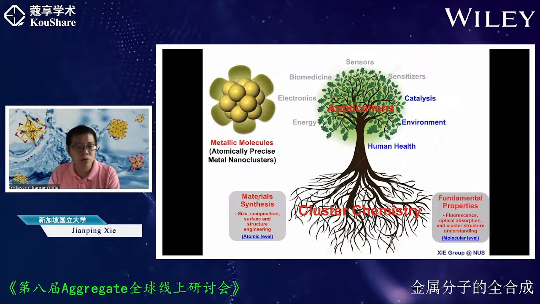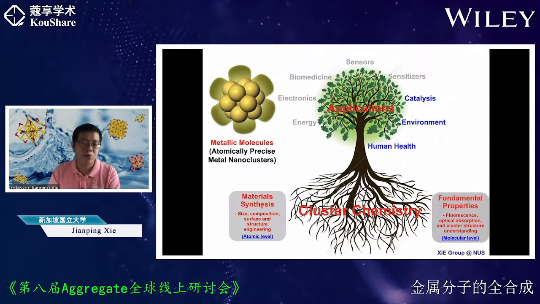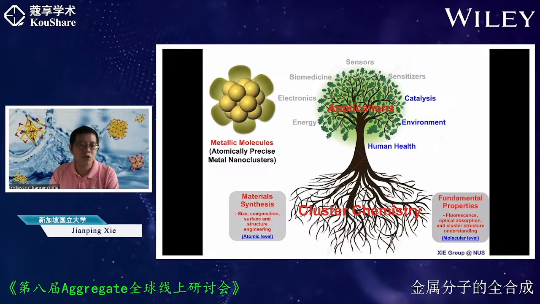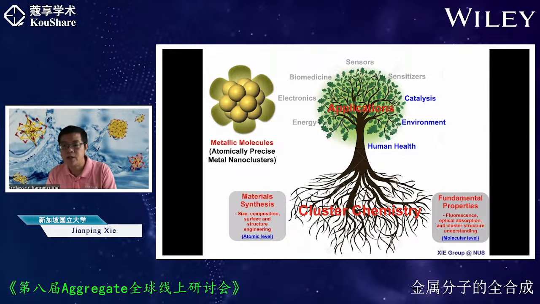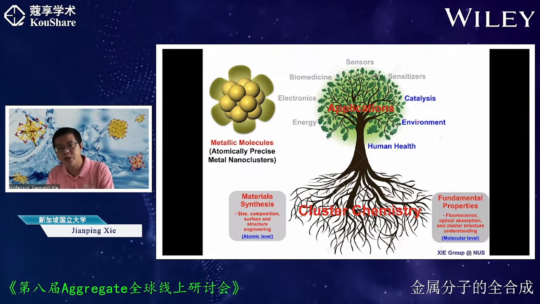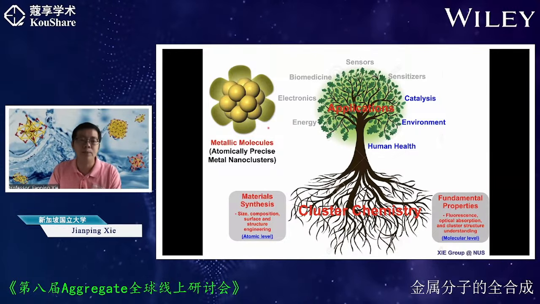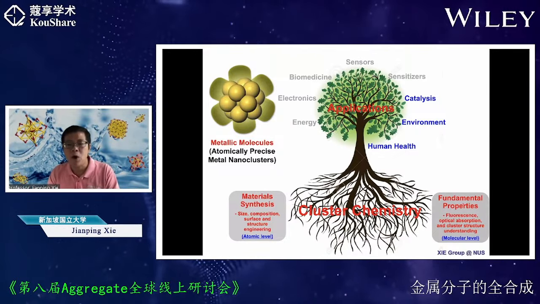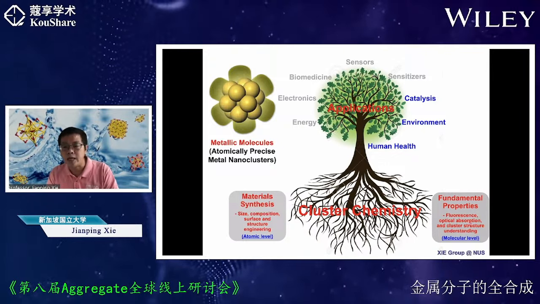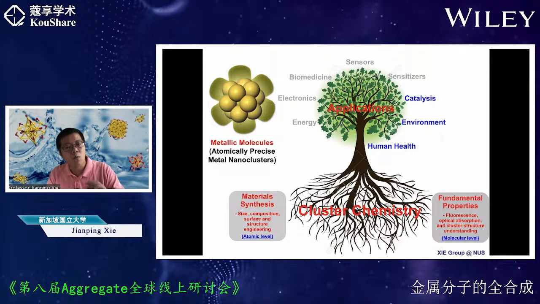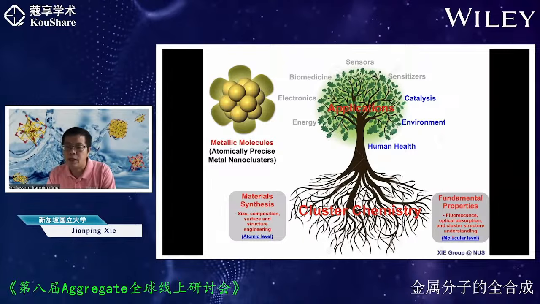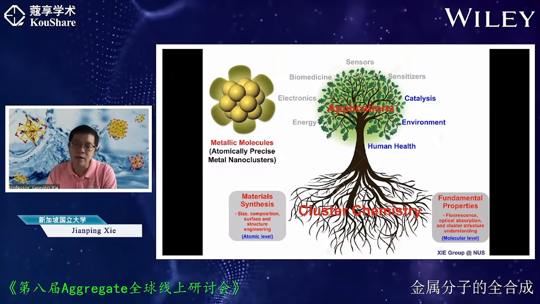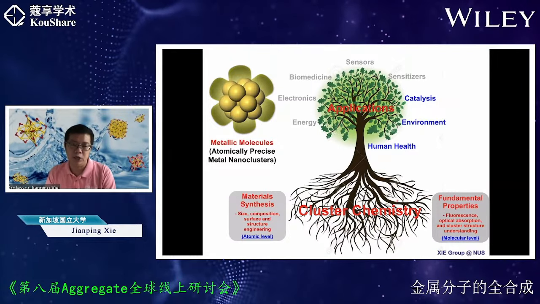Actually we are working on two topics. The first one is material synthesis. At the atomic level, we are trying to control the size, composition, surface, and structure of these metallic molecules. The second one is the fundamental properties. For all these applications, we look at the functions of these molecules, but some of the fundamental properties, like the optical absorption, cluster structure and luminescence, are not very well understood. So the second topic is at the molecular level: we are trying to understand the fundamental properties of these molecules.